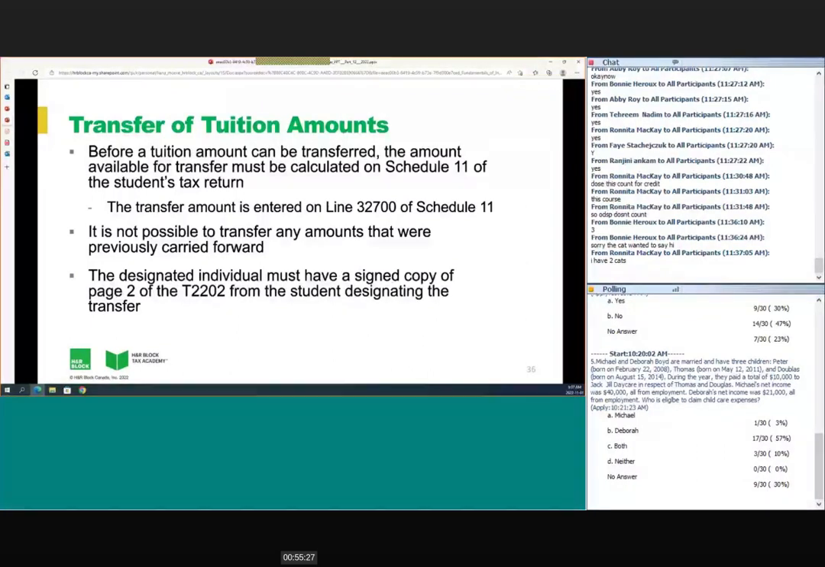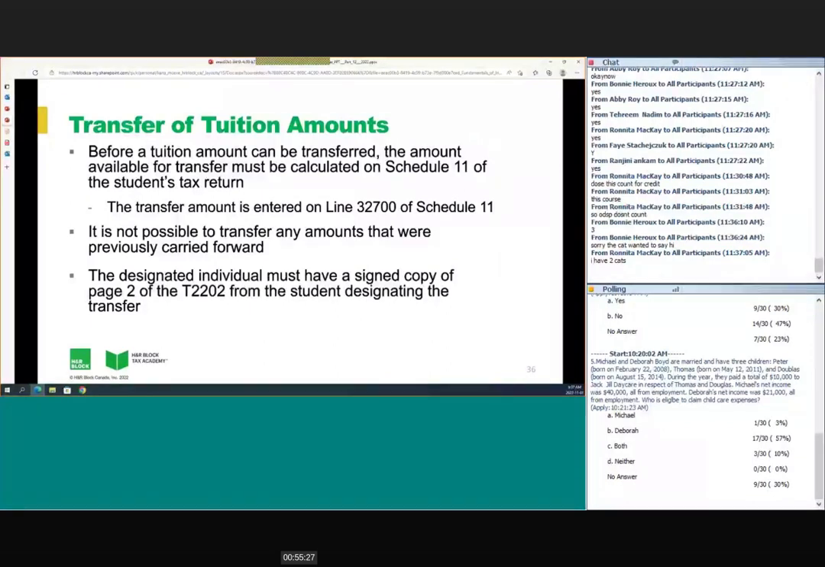Okay, so I talked about this before the break. Before a tuition amount can be transferred, the amount available for transfer must be calculated on Schedule 11 of the student's tax return. And the transfer amount is entered on line 32700 of Schedule 11. It is not possible to transfer any amounts that were previously carried forward. So I just want to reiterate that. You cannot do that. And then the designated individual must have a signed copy of page 2 of the T2202 from the student designating the transfer.